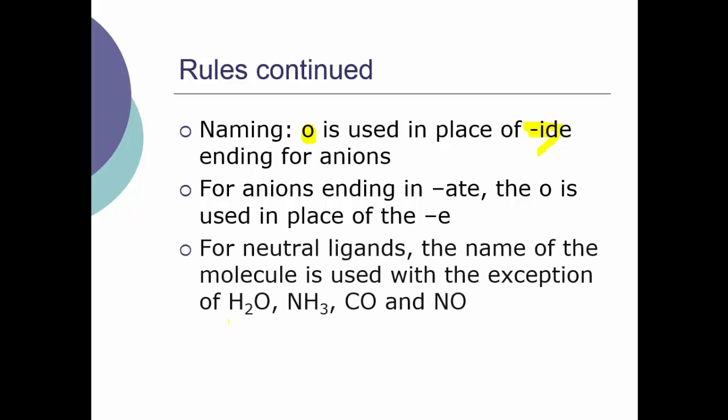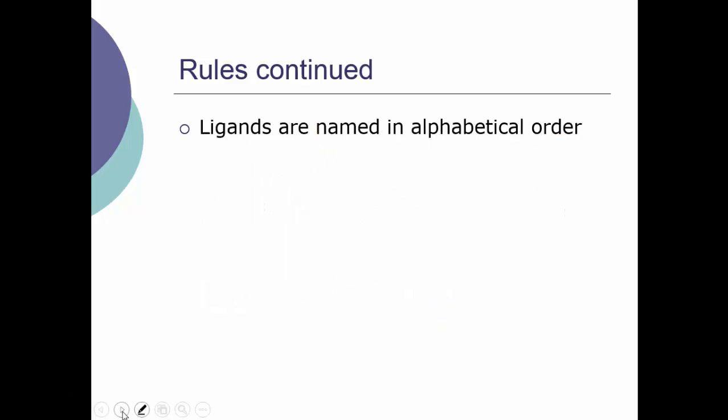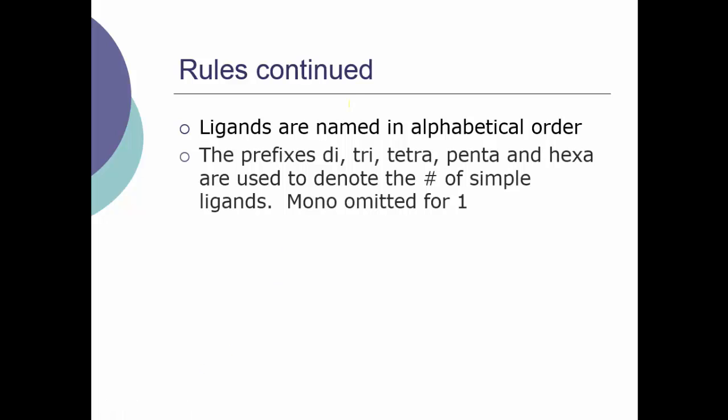Okay? So for neutral ligands, the name of the molecule is used with the exception of, remember, we saw water was aquo, we had amine, and then some of these other ones are going to have other names as well. So just some differences there. Ligands are always named in alphabetical order, so that's how we write them properly. And we use the prefixes di, tri, tetra, penta, and hexa to denote the number of simple ligands. Mono is omitted for 1. We don't have to include that.